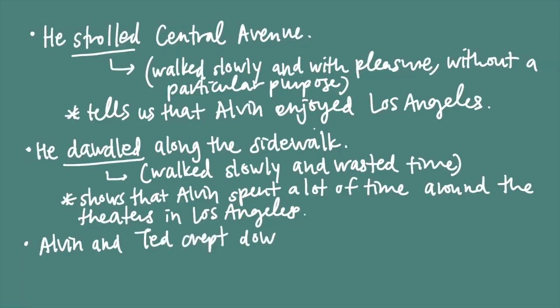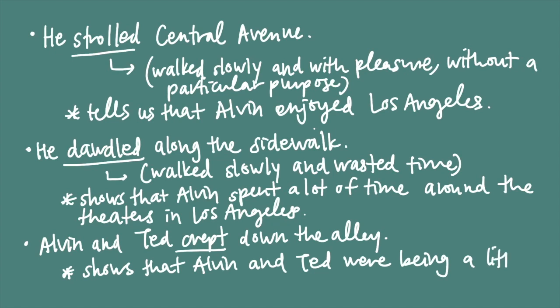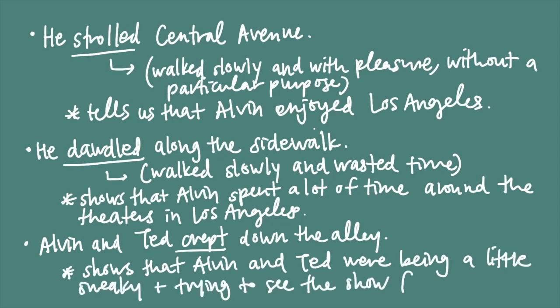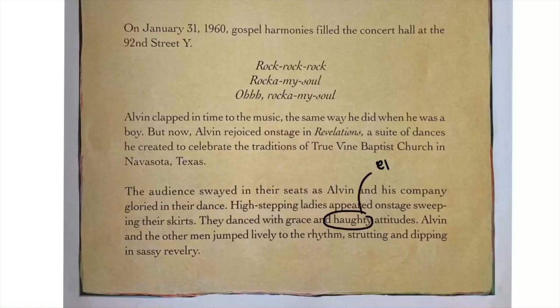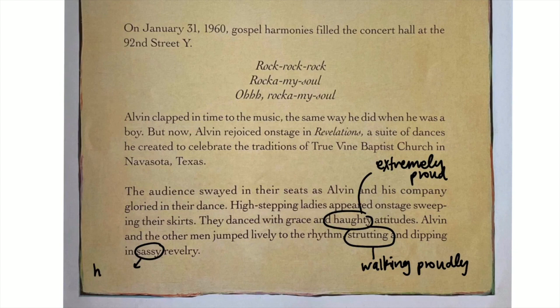The last sentence reads, Alvin and Ted crept down the alley, which shows that Alvin and Ted were being a little sneaky and trying to see the show for free. So when we think about authors' word choices, we need to remember that authors pick certain words to give us more details. Now taking a look at the last paragraph on page 27 of our book, we see words like haughty, strutting, sassy, revelry, suede, and gloried. All of these words give us more detail and we're able to imagine what's actually happening in the story, right?